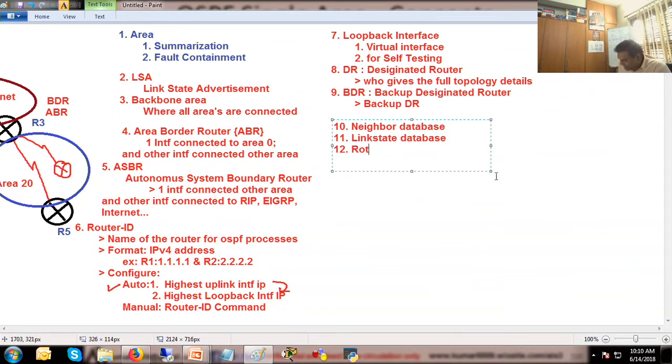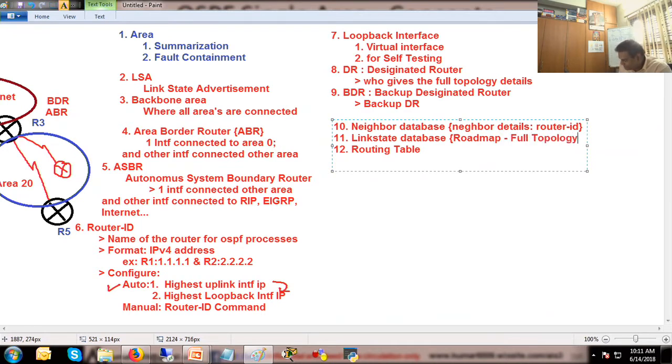So what will be there in the neighbor database? The information of the next connected router, the neighbor details, like the router ID. You know who the neighbor is. All information will be there. What is the link state database? This is the roadmap, the whole topology. All topology will be there.